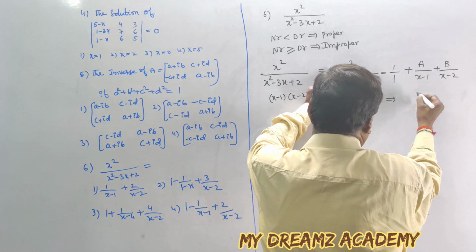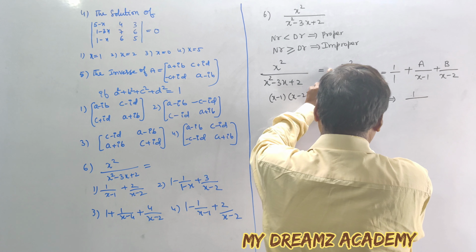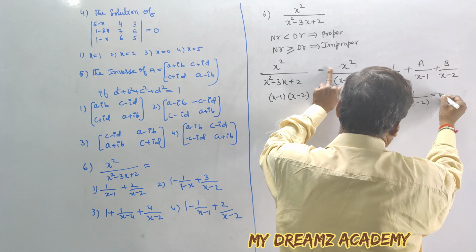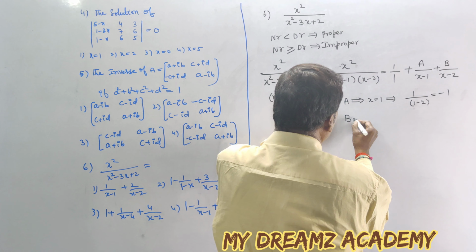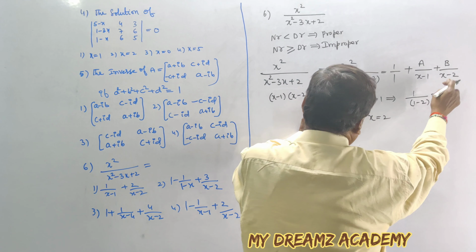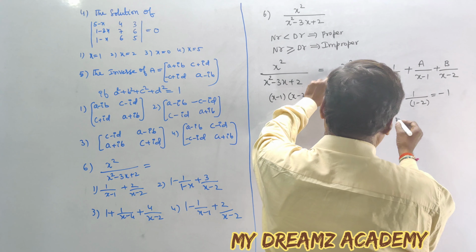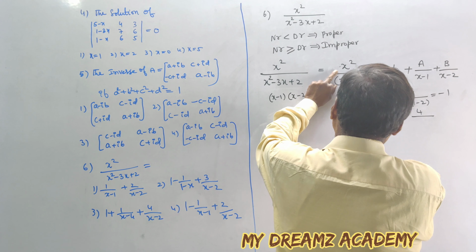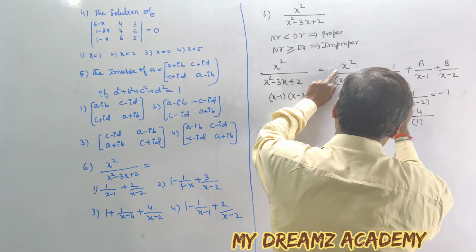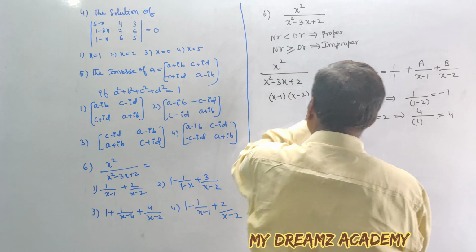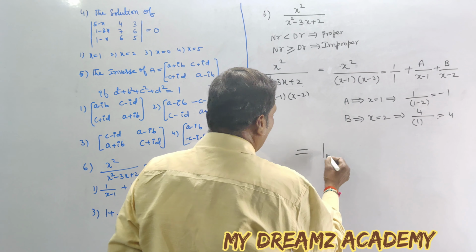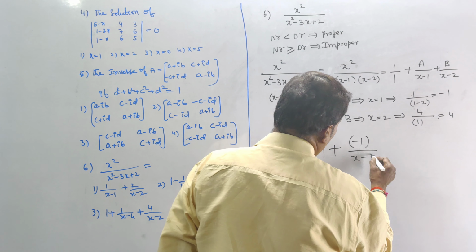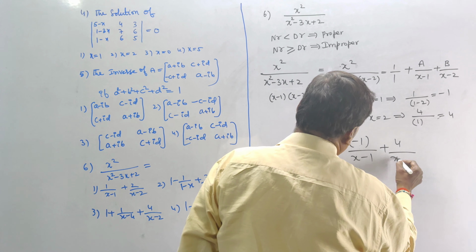In the numerator, 1 square. Don't substitute in the x minus 1. You substitute in this: that is 1 minus 2, which is minus 1. For b, put x is equal to 2, because x minus 2 is equal to 0. Now if I substitute in the numerator, 2 square, 4, by, substituting in the other factor, 2 minus 1, 1, don't substitute in this, that is 4. Therefore partial fractions are 1 plus, a is minus 1 by x minus 1, plus b is 4 by x minus 2.